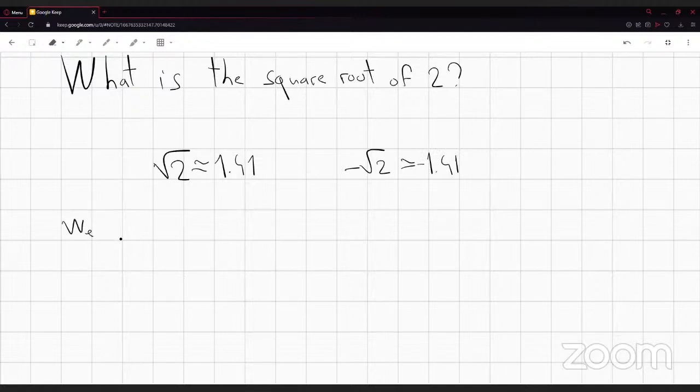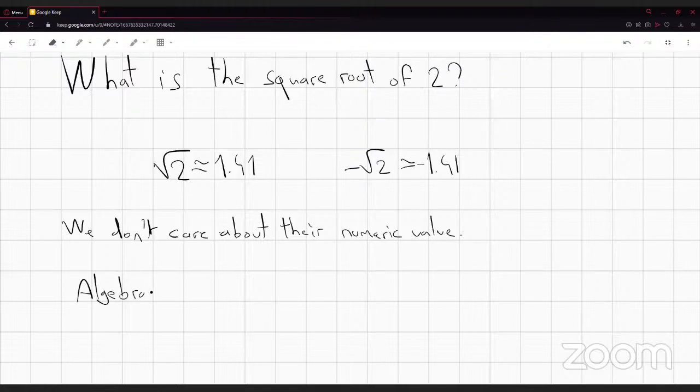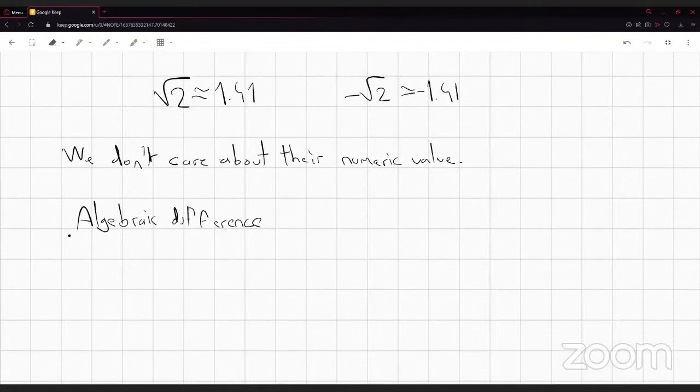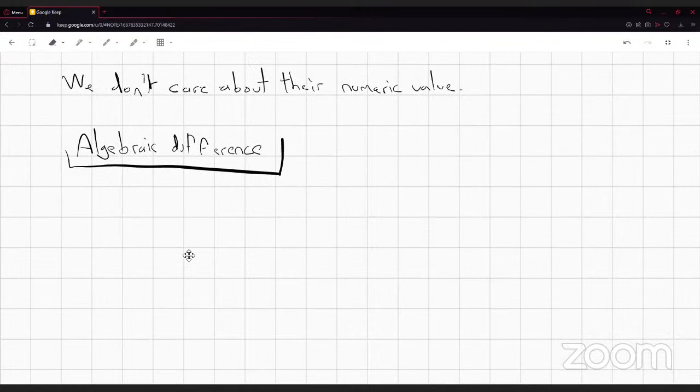However, we don't care about their numeric values. The thing we are after is showing that they are algebraically not different. But what is algebraic difference? We can observe this by looking at some pretty basic examples. For example, the most important use of square root of 2 is that squaring square root of 2 equals 2. We can also notice that squaring minus square root of 2 is equal to 2.